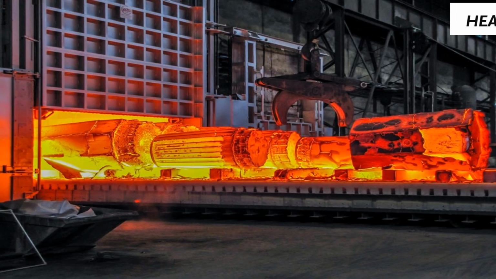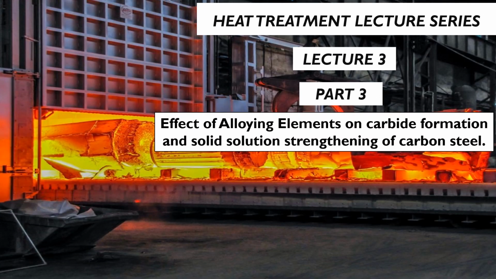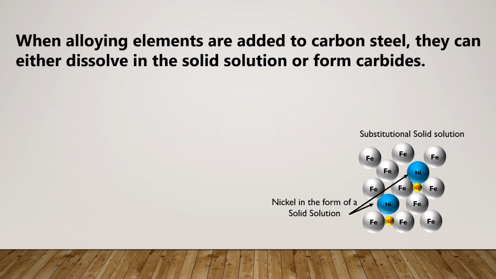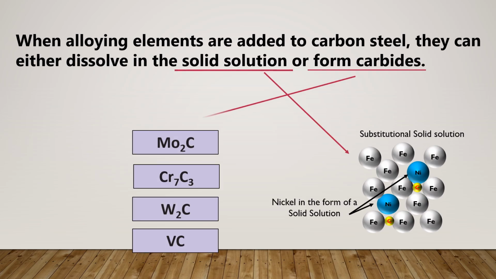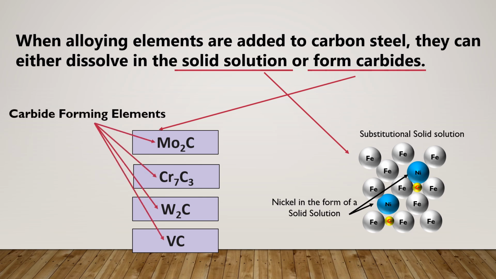In our ongoing heat treatment lecture series, we will explore the effect of alloying elements on carbide formation and solid solution strengthening of carbon steel. When alloying elements are added to carbon steel, they can either dissolve in the solution or form carbides. Elements that go into solid solution contribute to the solid solution strengthening, which enhances the toughness and mechanical properties of the steel. On the other hand, carbide forming elements contribute to the formation of carbides, which can provide additional hardness, wear resistance, and similar other properties.